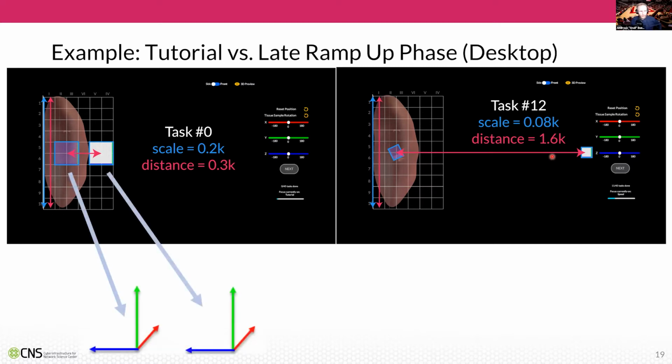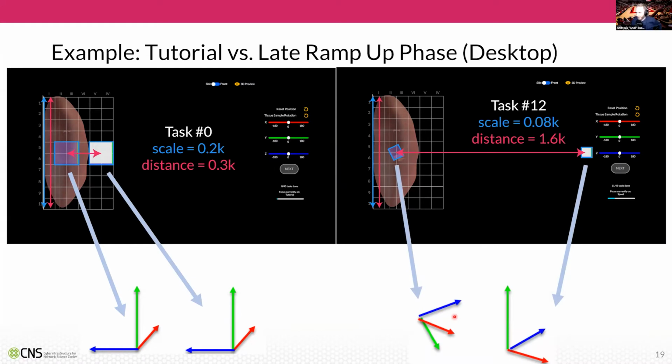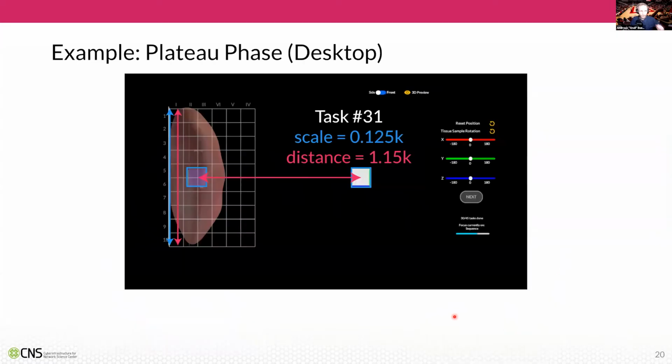And then in the plateau, here we can also see, it's kind of hard to see here, so I added these. This is the exact same orientation. And here the orientations are almost exactly opposite of each other. That was an essential part in making these tasks harder over time.